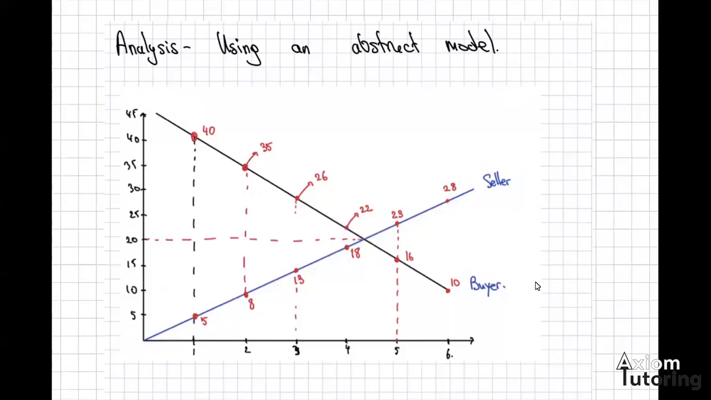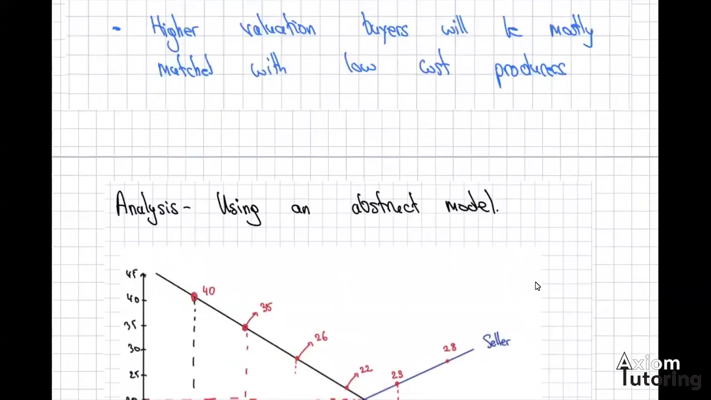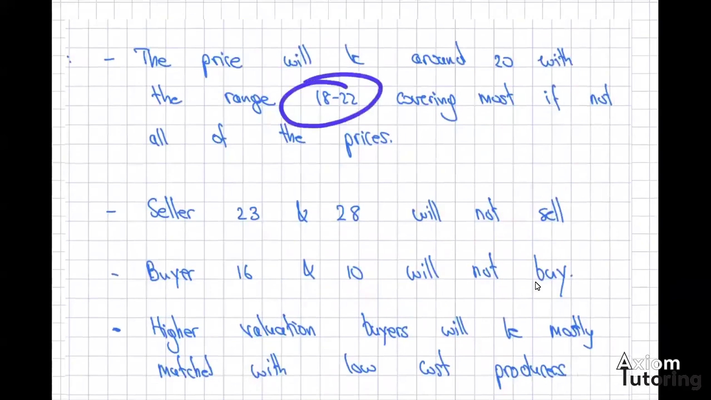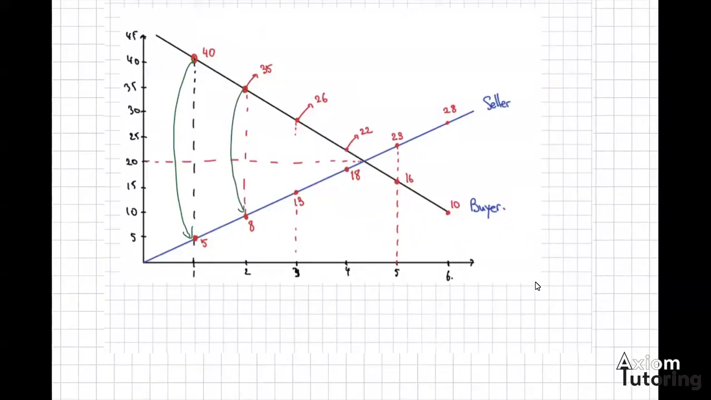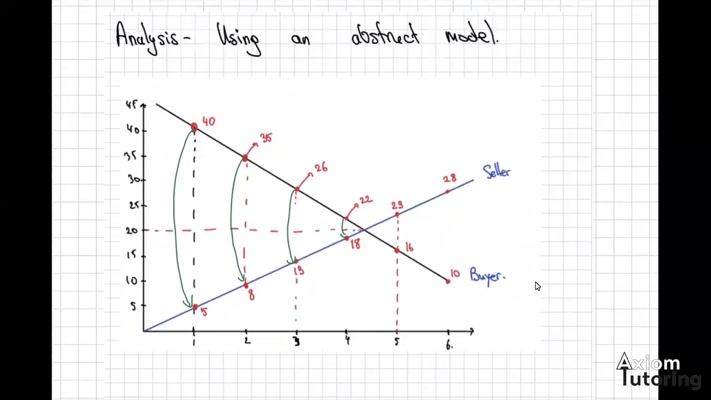Now, what will happen in the real world once these people actually sit down and start screaming different prices at one another? Well, I've done this many times over the years, and it's really remarkable how close those prices are to the 18 to 22 range. It's quite remarkable that these two sellers and these two buyers almost always don't get to trade. And what's even more remarkable is that, while it happens with a little bit less predictability, the high valuation buyers tend to quickly match with low cost producers at some equilibrium price.